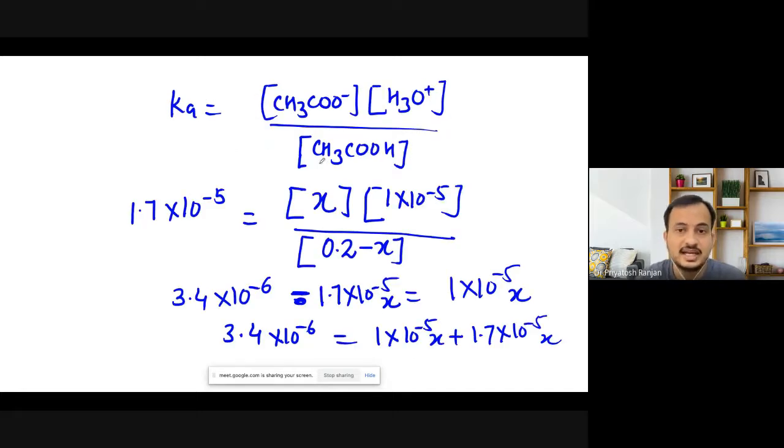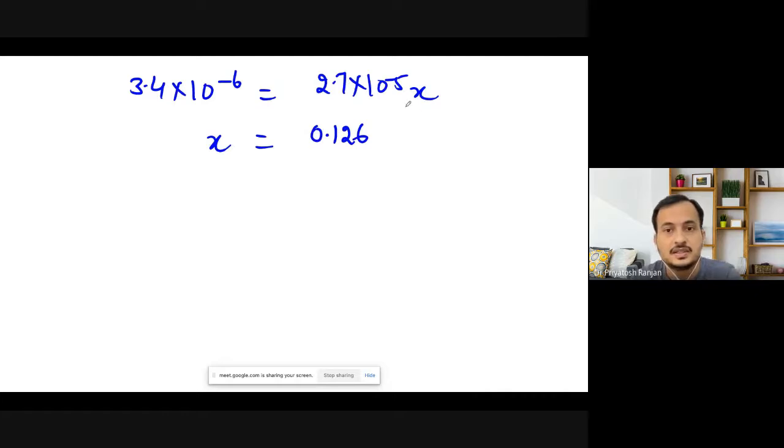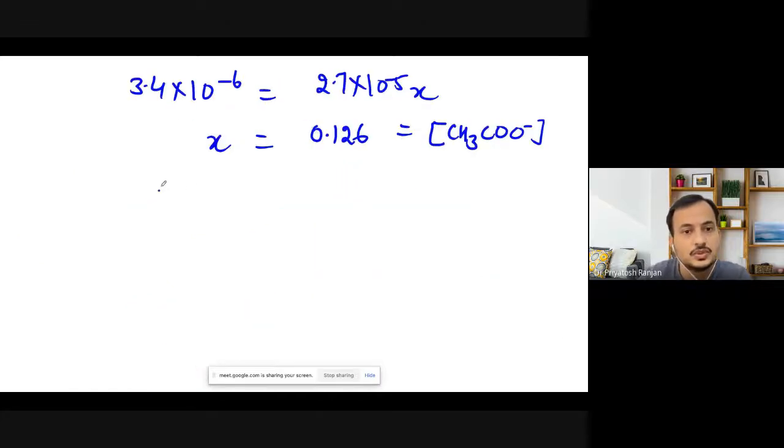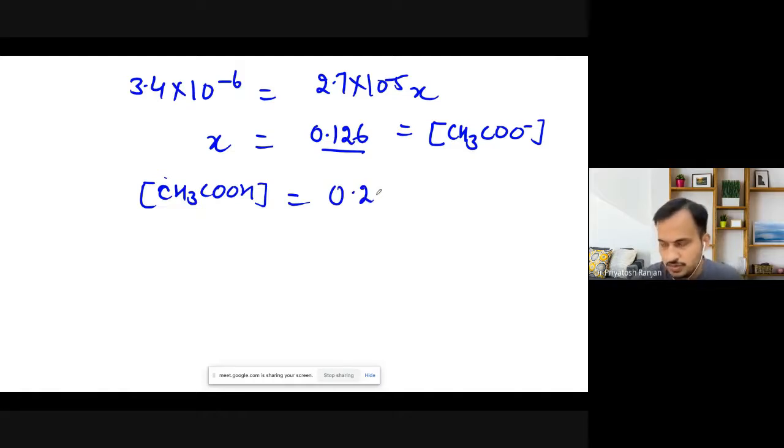and we all know that x is the concentration of conjugate base, which in this case is CH3COO minus. Now for the concentration of CH3COOH, what I need to do, I need to subtract this value from 0.2. So 0.2 minus 0.126, and you will get the exact value as 0.074 molar.